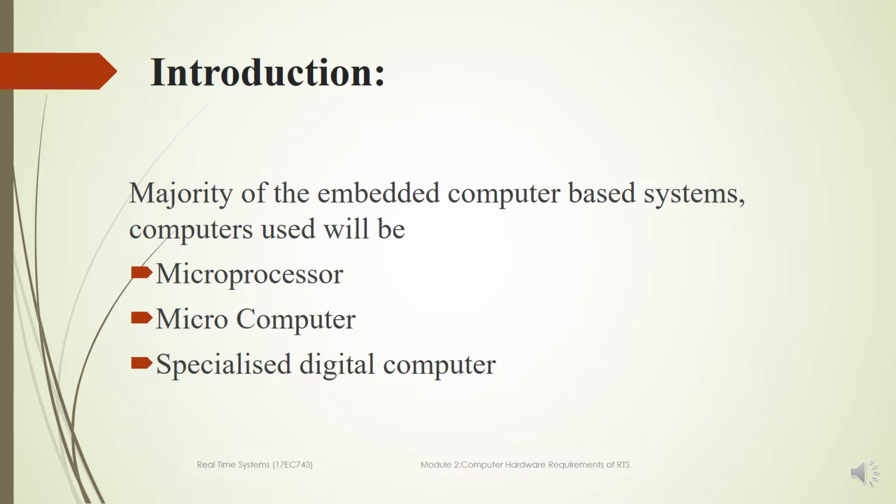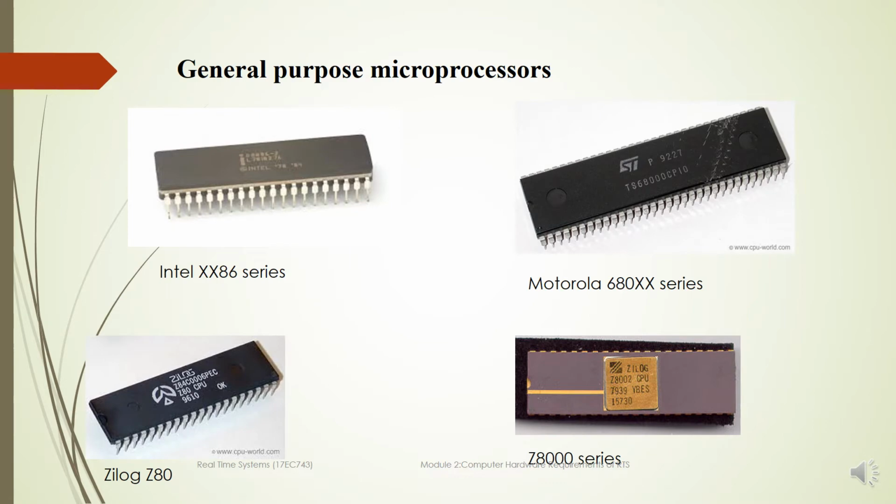So we also can think of specialized RISC. They are commonly used in portable devices due to their power efficiency. RISCs are also microprocessors which are used for a highly optimized set of instructions. Some of the general purpose microprocessors are shown here: the Intel x86 series, Motorola series, Zilog Z800 series.